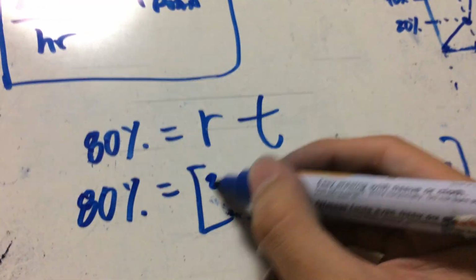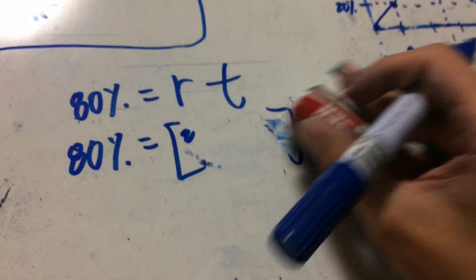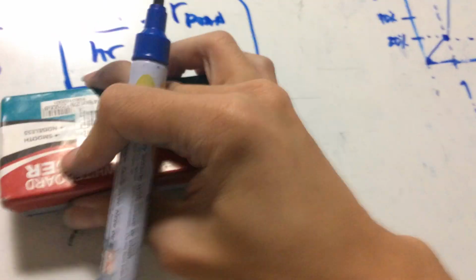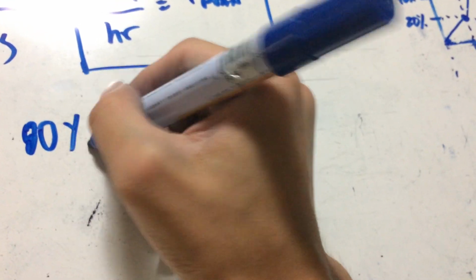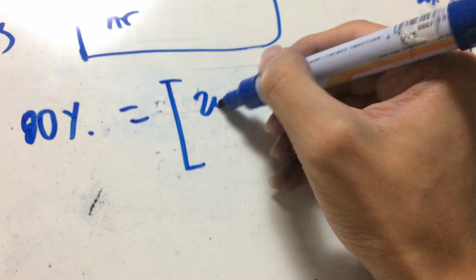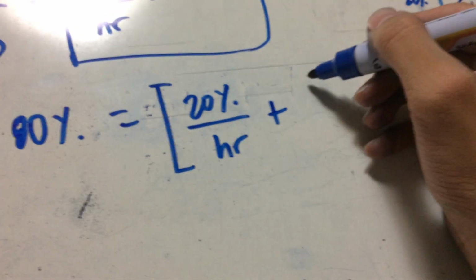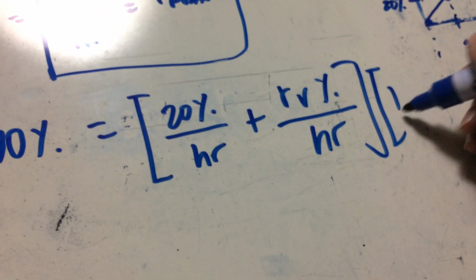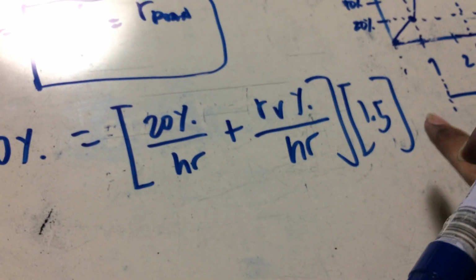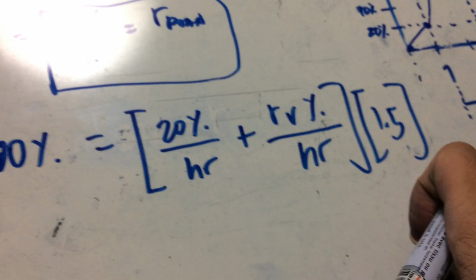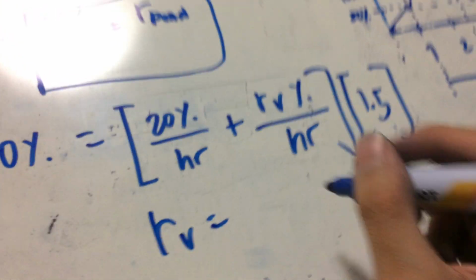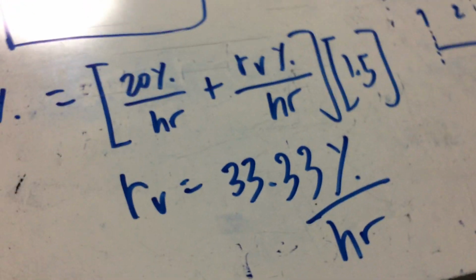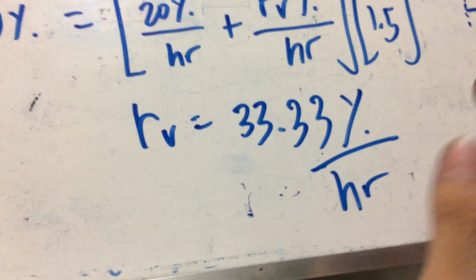I'm going to erase this because there's not much space. So 80% equals the rate of Ron, 20% per hour, plus the rate of Vic, percent per hour, times 1.5 hours, because they have completed 80% in 1.5 hours. And I've already solved this. This is 33.33% per hour. Okay? So that's how fast Vic can work.